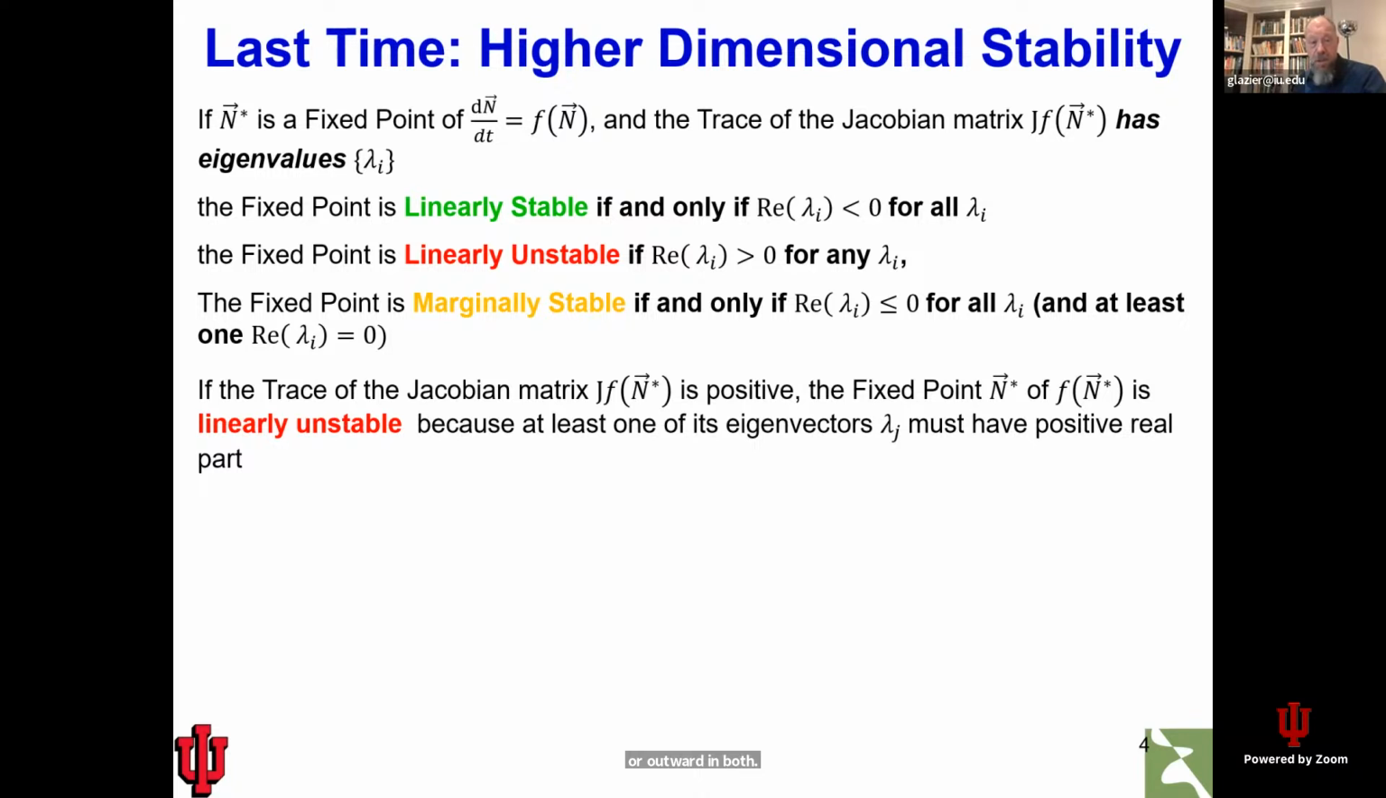In 3 dimensions, you could be inward in 2 directions and outward in 1, inward in 1 direction, outward in 2, or inward in no directions, outward in 3. So you have additional unstable fixed point types. In general, we tend to focus more on the stable fixed points than the unstable fixed points, but there are additional types of unstable fixed point in higher dimensions.